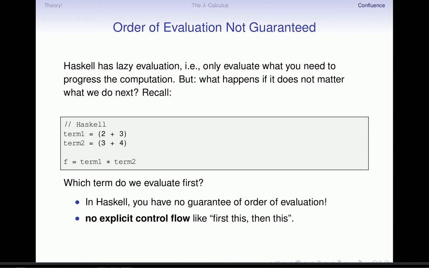So Haskell has lazy evaluation. That means you only evaluate what you need to progress the computation. But what happens if it does not matter what we do next? In Haskell you may have two terms, 2 plus 3, and the term 3 plus 4, and your function is term 1 times term 2. Which term should be evaluated first? In Haskell you have no guarantee which is evaluated first. You have no explicit control flow which says first this, then this.